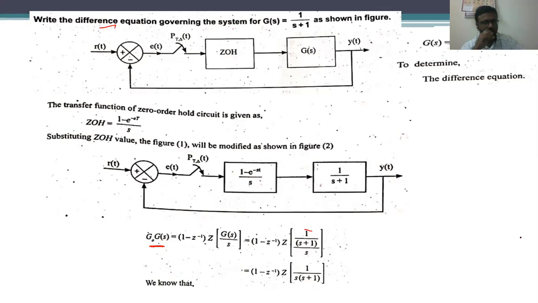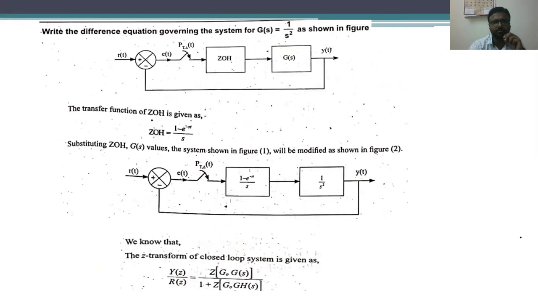Okay. So these problems are very, very important. So in the same manner, we will solve one more problem. So in this one, he has given the value of g of s as 1 divided by s square, and the feedback function is also unity.